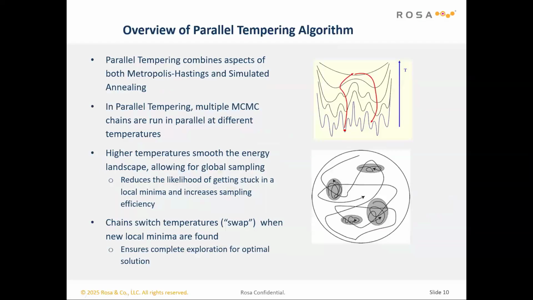Parallel tempering combines aspects of both the Metropolis-Hastings and simulated annealing algorithms. In parallel tempering, multiple MCMC chains are run in parallel at different temperatures. The higher temperature chains allow for broader exploration of the search space for performing global sampling, which keeps the algorithm from getting trapped in local minima. The chains swap when new local minima are found or after a specified number of iterations, allowing the lower temperature chains to narrow in on the solutions identified by the global search performed by the higher temperature chains.